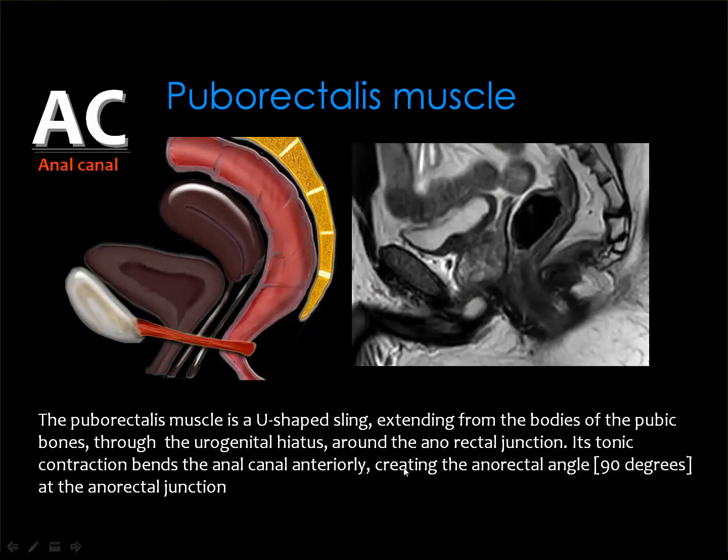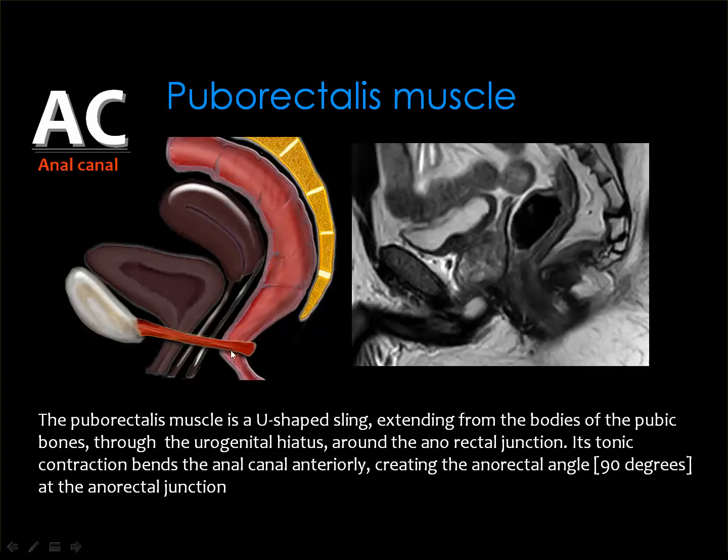Then what is the puborectalis muscle? The puborectalis muscle is a U-shaped sling which is connected anteriorly to the pubic bone, and it forms a sling around the anorectal junction and goes back to the insertion site. Then if you have the sagittal image, and you look posterior to the anal canal, you can see what looks like a mass of low signal similar to the rest of the skeletal muscles, and this is that part of the puborectalis muscle while it is going around the anorectal junction.